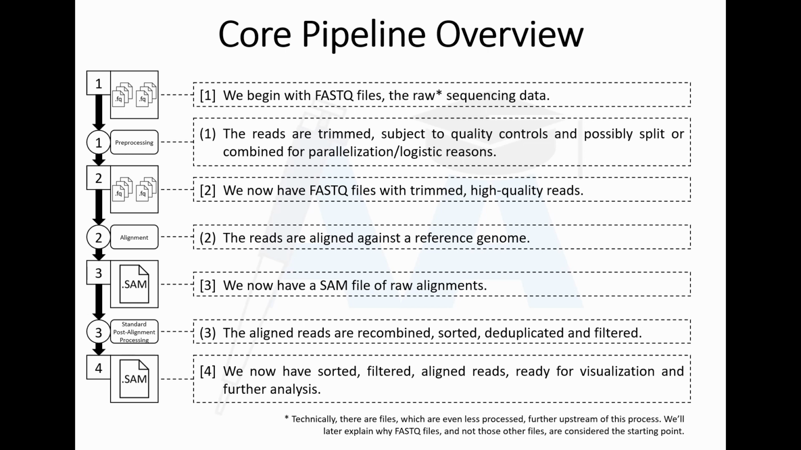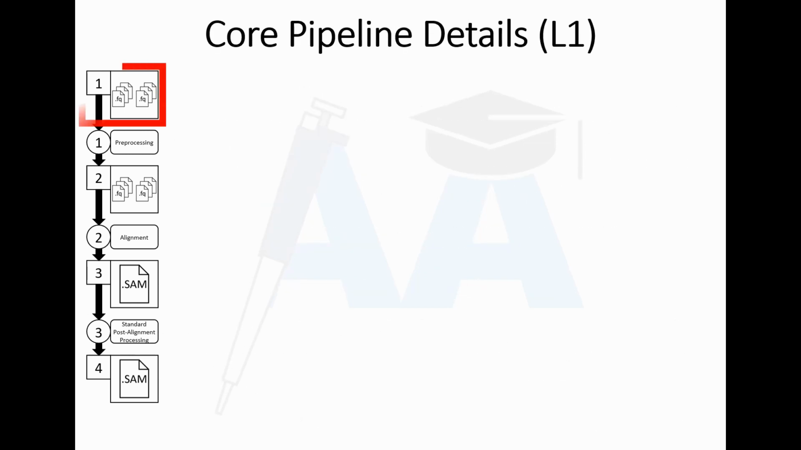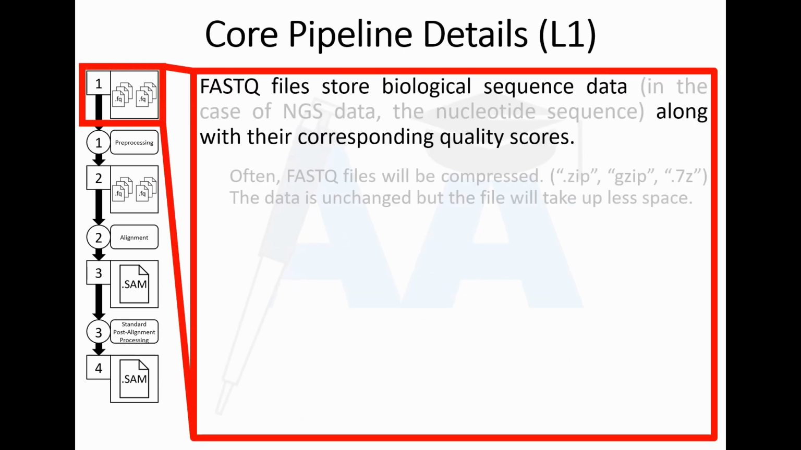Now, I know that, technically speaking, we might start with something that's even less processed than a raw FASTQ file. In that scenario, you'll have to derive a FASTQ file from that raw data. And that will be covered after we finish going over the core pipeline, so don't worry. Anyway, now that we've done the overview, let's go into a bit more detail. I'll start by explaining what FASTQ files are.